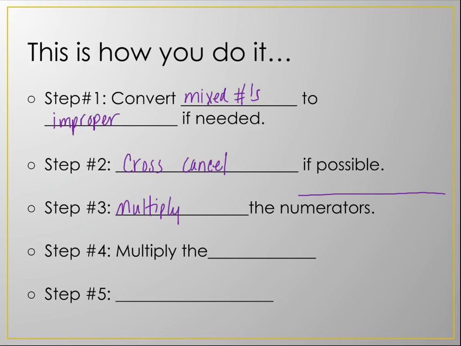And it's important that you remember that we multiply straight across. Numerator times numerator. Then we multiply the denominators. Again, we multiply straight across. Denominator times denominator. And lastly, you're going to simplify if it is possible. It's not always possible, especially if you have cross-canceled, but sometimes it still is, even if you have cross-canceled. So it's important to always check.